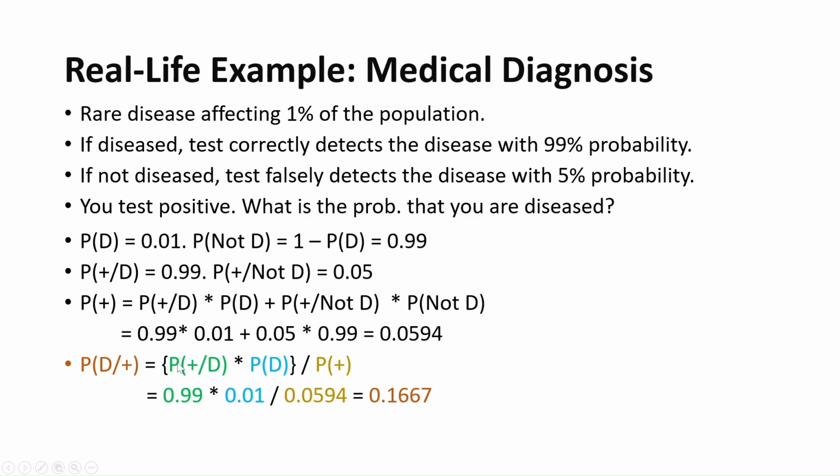So it is calculated by plugging in these numbers. This is the likelihood, this is the prior, and this is the evidence. And now you can see that in spite of the fact that you have tested positive, there's only a 16.6% chance that you actually have this disease. So this is how you update your belief about something once you are given new data or new evidence.